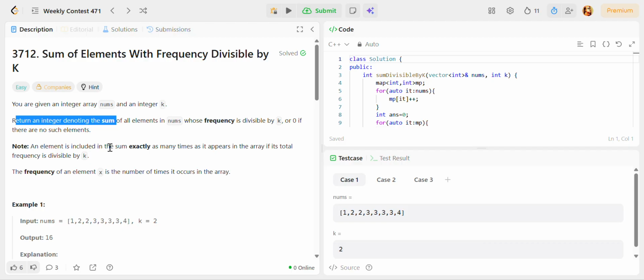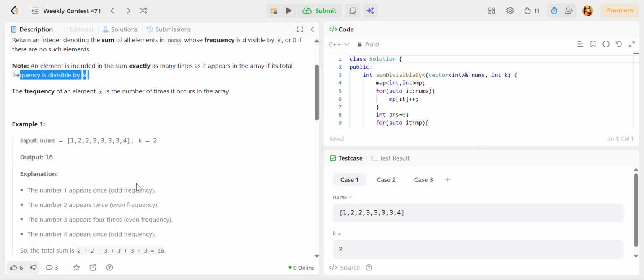An element is included in the sum exactly as many times as it appears in the array if its total frequency is divisible by k. The frequency of an element x is the number of times it occurs in the array. So the number which is occurring many times, like 3 is occurring 4 times, so we have to count 3 four times, that is 12, and 2 is occurring 2 times, that is 4, and thus the sum is 16.